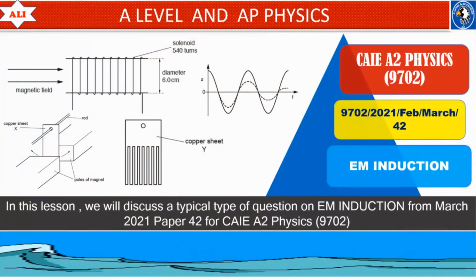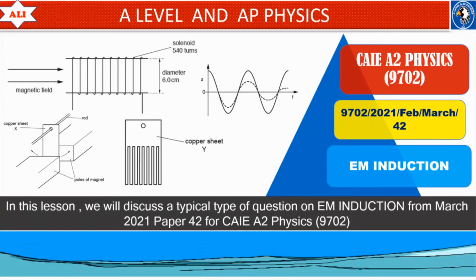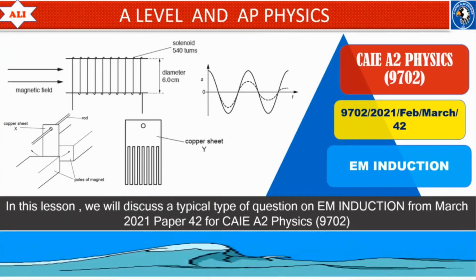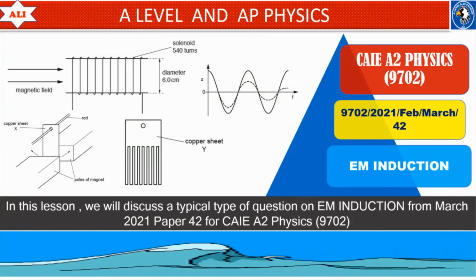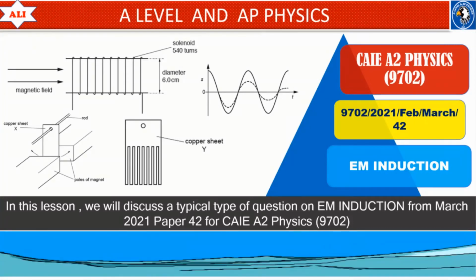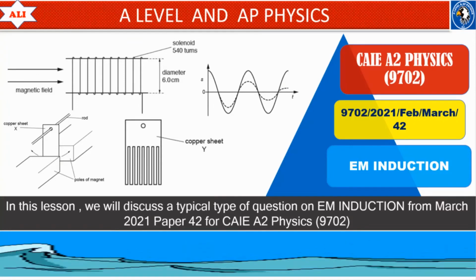In today's lesson, we will discuss one very important past paper question on electromagnetic induction from March 2021, paper 4, variant 2. In this question, we will talk about magnetic flux linkage, eddy currents, and some other important points about electromagnetic induction. And we will discuss these points by solving the past paper question.